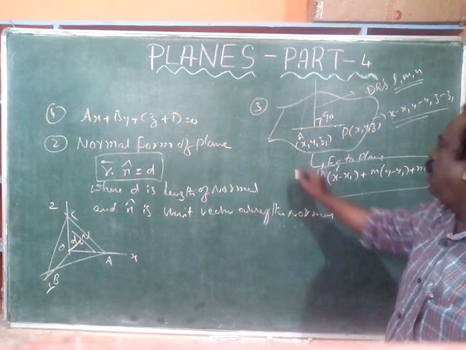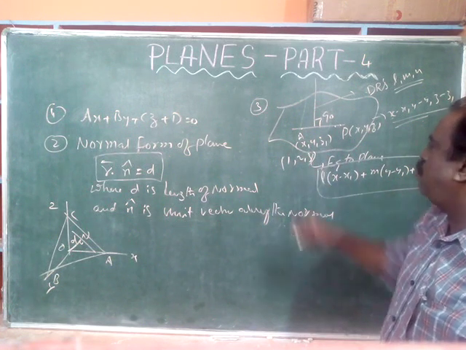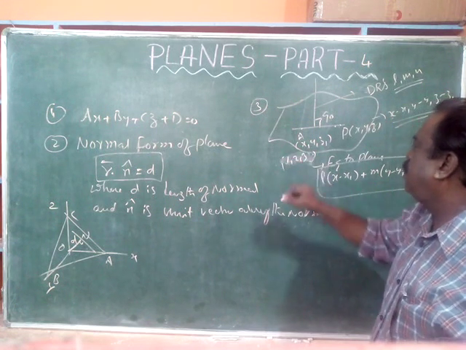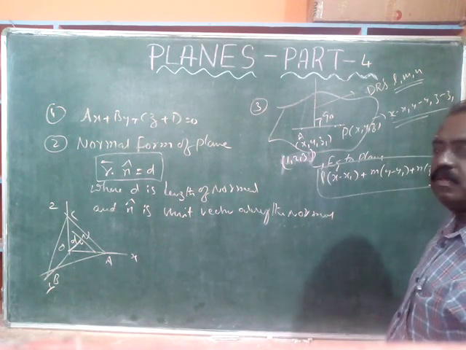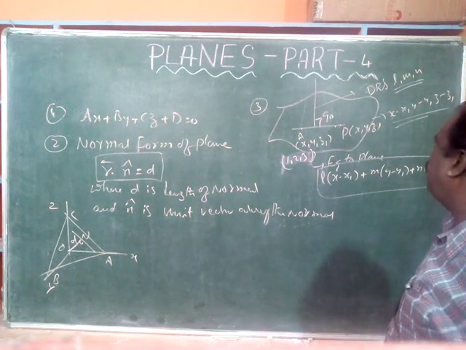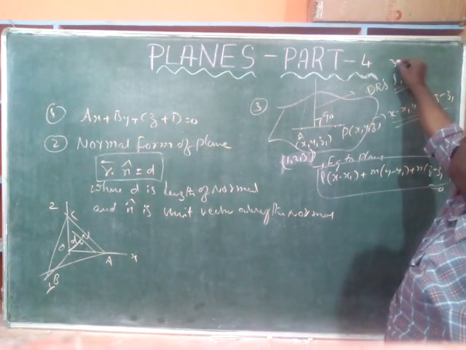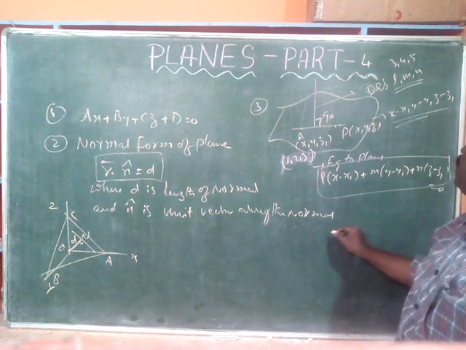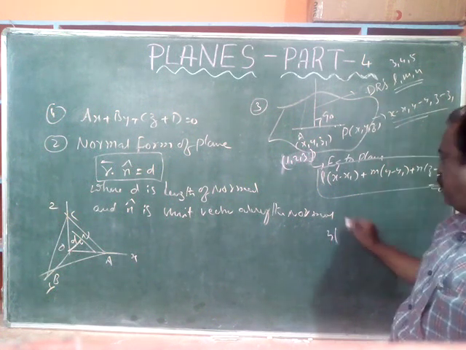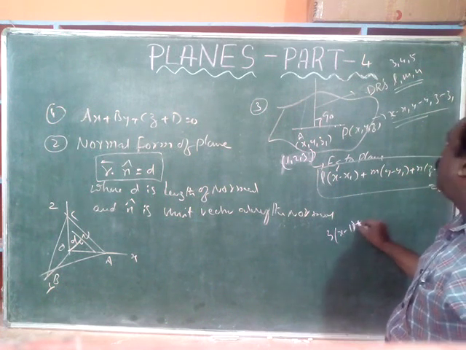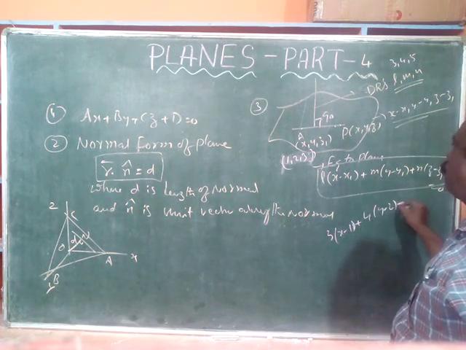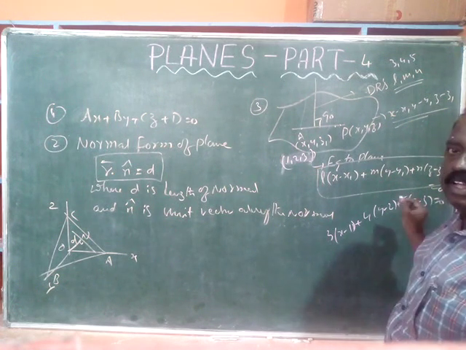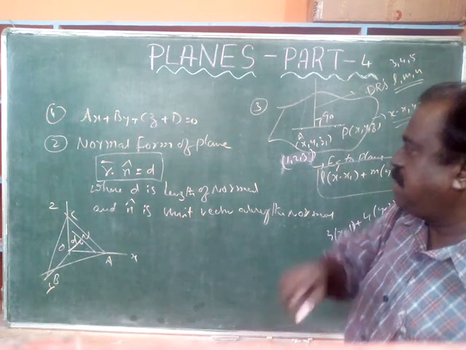Suppose it is 1, 2, 3, assume that it is a point through which the plane is passing. And the direction ratios are 3, 4, 5. Then what is the equation? 3 of x minus 1 plus 4 of y minus 2 plus 5 of z minus 3 is equal to 0. Okay, now this is one.